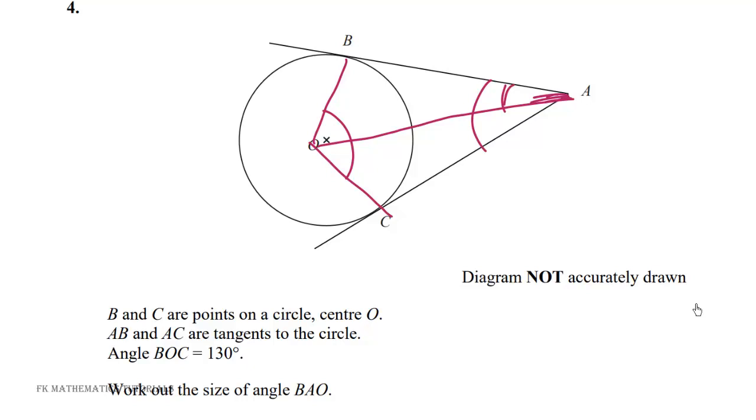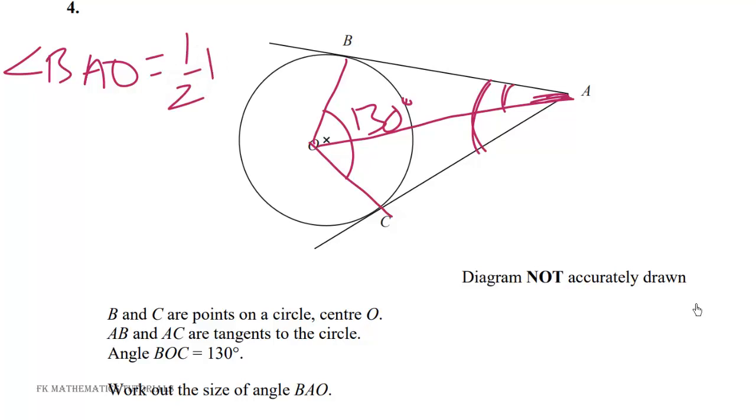So angle BOC, which is 130 degrees, and this one here should be equal to 180. So it means angle BAO, which is half of angle BAC. So angle BAO equals half of angle BAC.